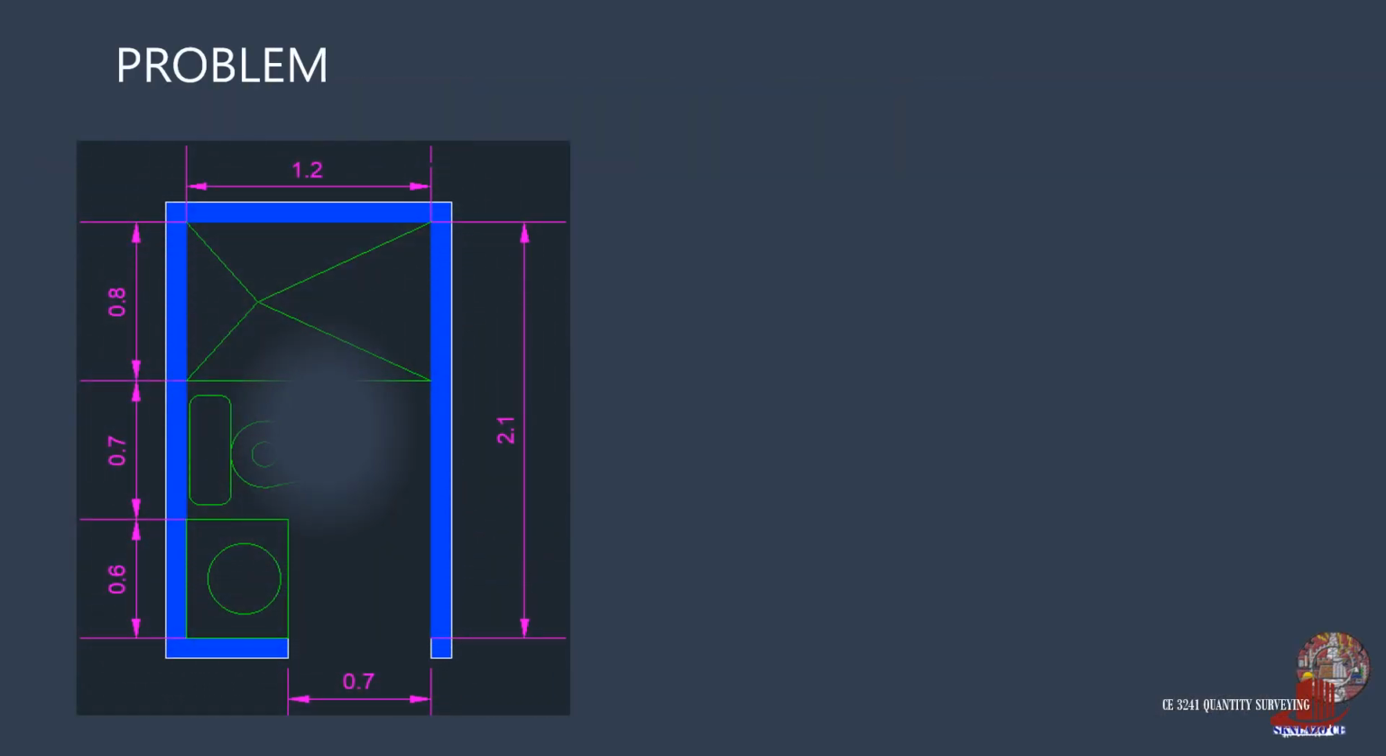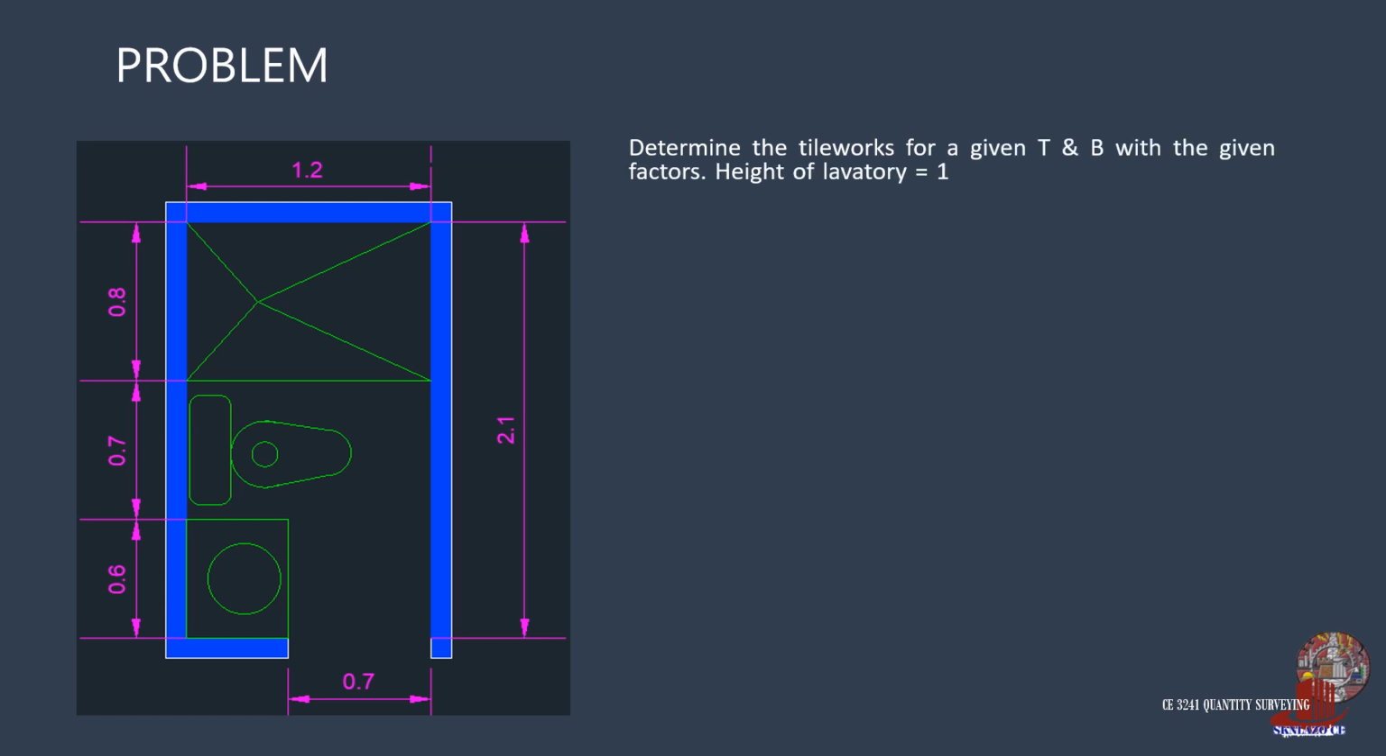The problem at hand is the toilet and bath area as shown in the image. We are to estimate the floor and wall tiles which are placed 1.5 meters high. The lavatory is of a standard height of 1 meter, and the enclosed cabinet under requires no tiles inside.